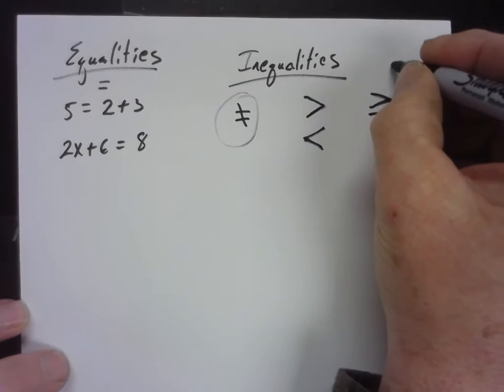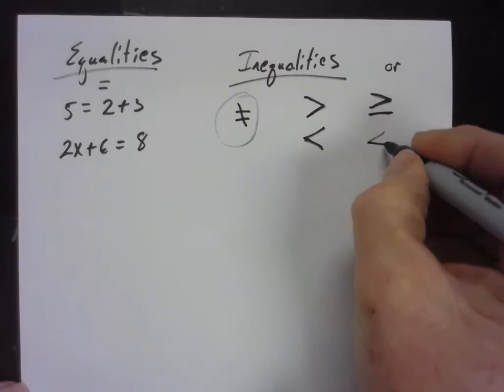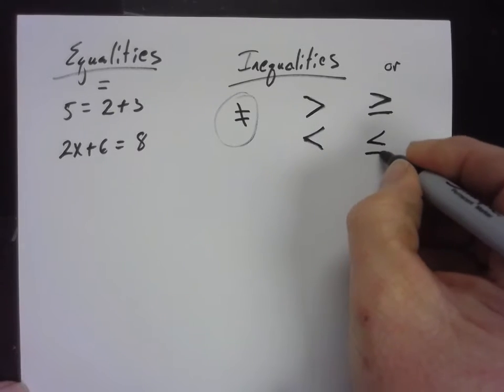I like that you said or. Sometimes people say and, greater than and equal to. It's not greater than and equal to. Could it be? No, it can't be greater than it and equal to it. It's or. So make sure we say or. And then we have this symbol, less than or equal to.